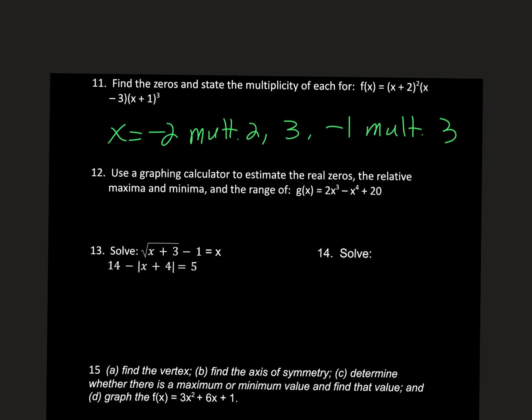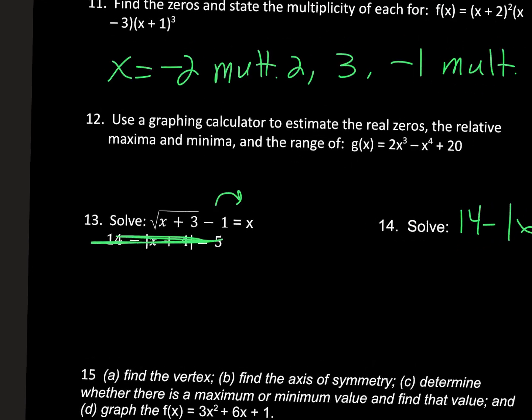13, I'm not sure what happened here. This is 14 should be over here. Something happened. Okay, so solve this one. First of all, you got to isolate the radical. So move the 1 over. I need to make this a little bit bigger so I have some room.